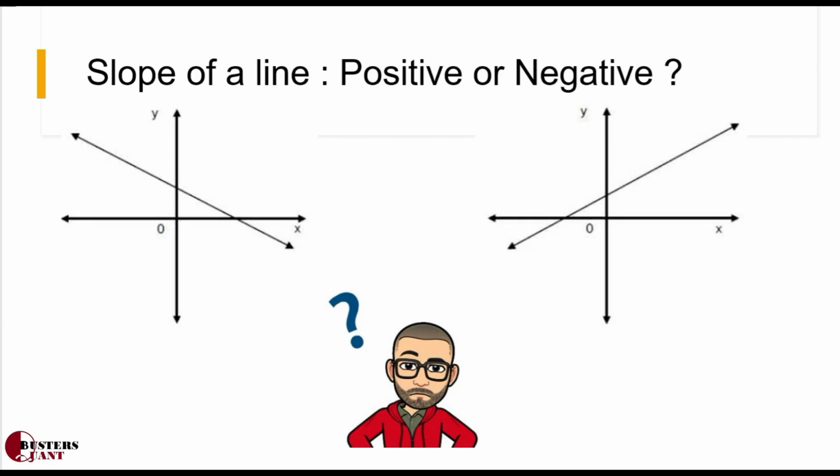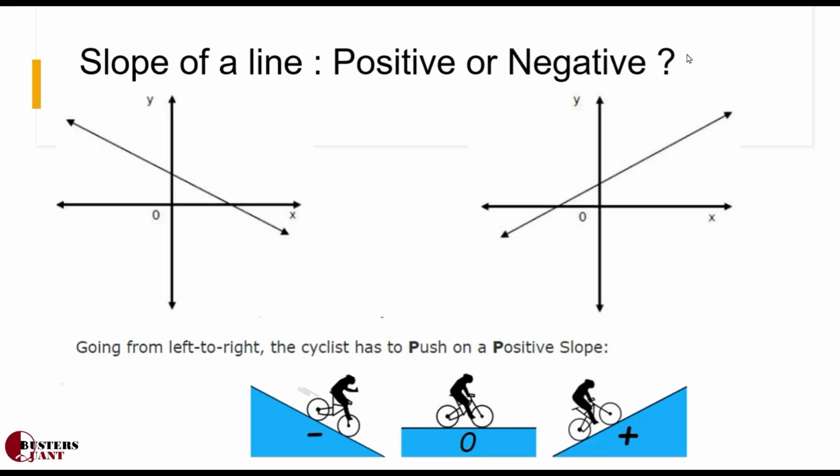So how can we conclude whether the slope is positive or negative by only looking at the figure? You can find this by looking at the line. For example, while going from left to right, if the cyclist has to push, this is uphill. The cyclist has to push, so this is positive slope. Here the cyclist does not have to pedal, it is free flow, gravity. So this is negative. In positive slope, the cyclist has to push.